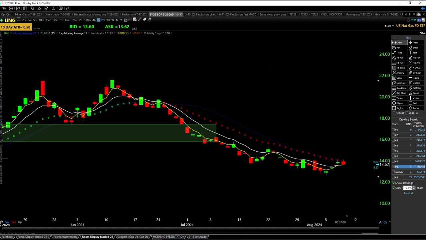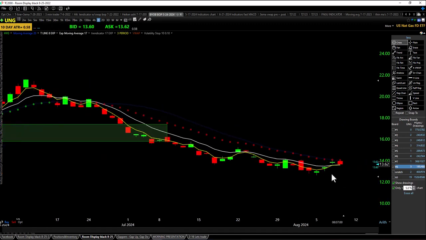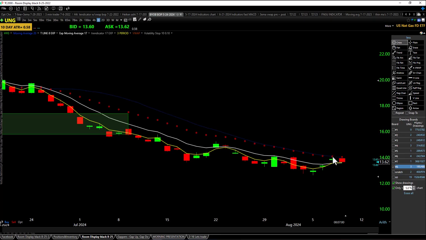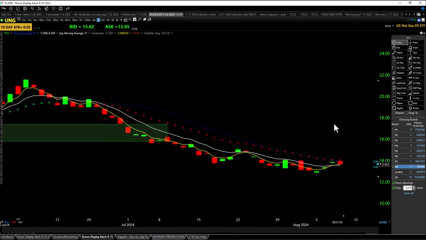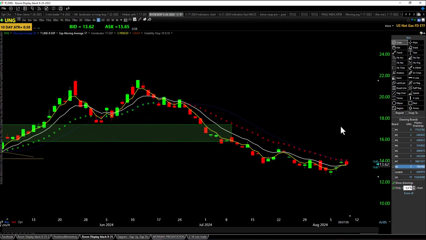UNG still in a downtrend, okay, but price action for yesterday, higher high, higher low, closing between, just like USO, between a bullish cross and a falling 17 EMA. So UNG trying to break the trend there. Let's take a look at precious metals.